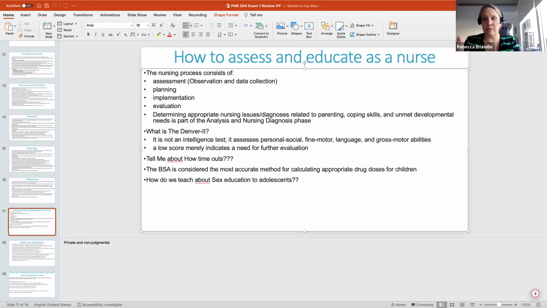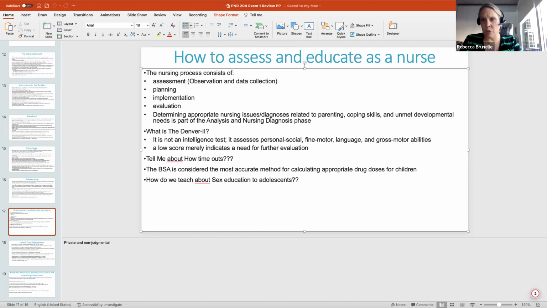So if you do the Denver 2 and they don't have the language ability that you would expect in a 3-year-old, it doesn't mean that there's a problem. It means that you need to figure out why they're not having the language development that you would expect in a 3-year-old. So it's kind of a screening tool. It's going to screen more kids in that have actual problems, but then you're going to get them to the available resources that they might need to help with their language skills or help with their physical skills, etc.